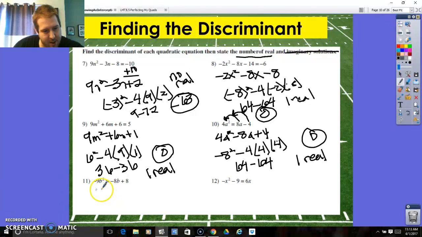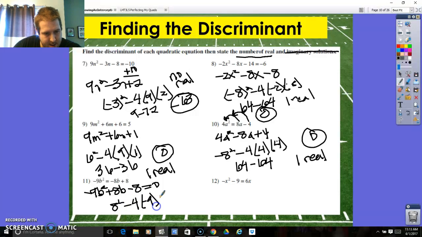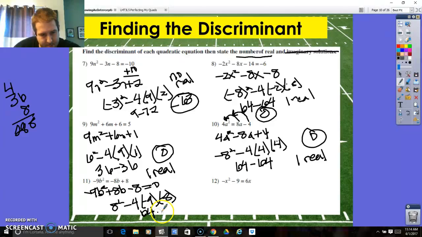All right, number 11. Got a lot to move here. The b term's on the wrong side and the c term's on the wrong side. So negative 9b squared, that's already fine, plus 8b, that's the opposite, minus 8, that's also the opposite, equals 0. 8 squared minus 4 times a times c. All right, let's see what we get. 64. Negative 4 times negative 9 is positive 36. 36 times negative 8 is negative 288.